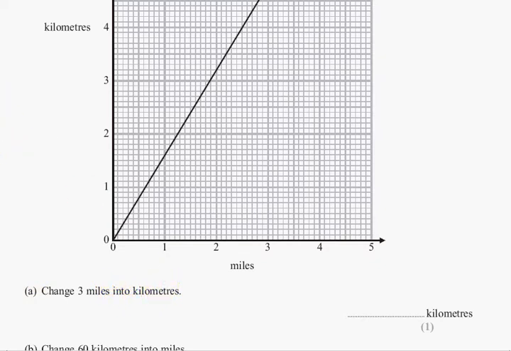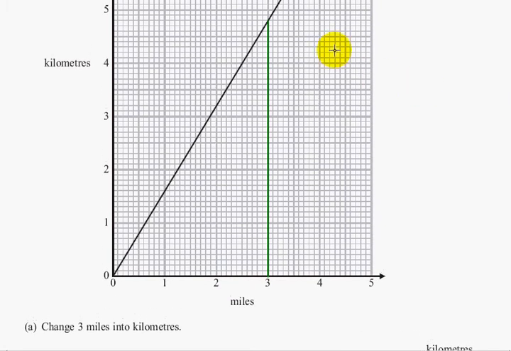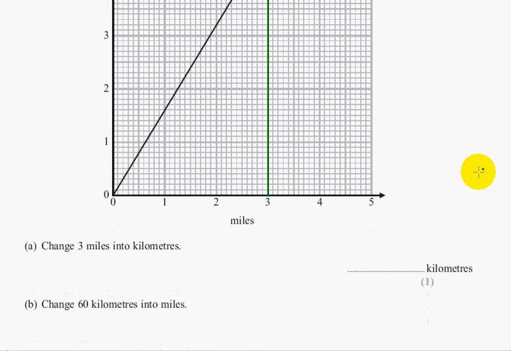So you need to get your ruler. Miles are here. You need to draw a line up. And when it reaches that line, go across. So 3 miles is 4.8 kilometers. So 4.8 kilometers.